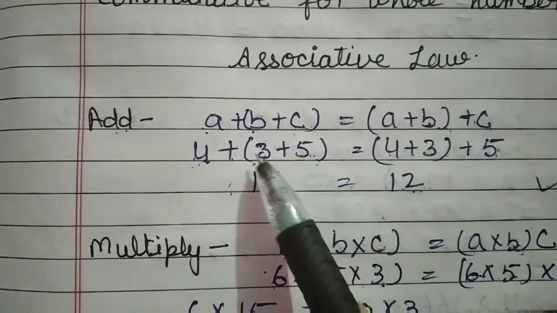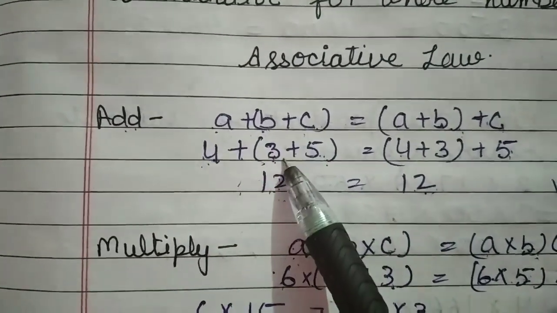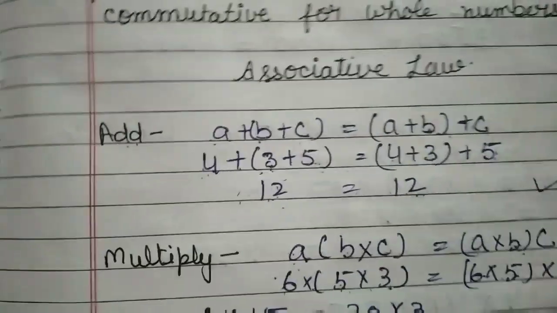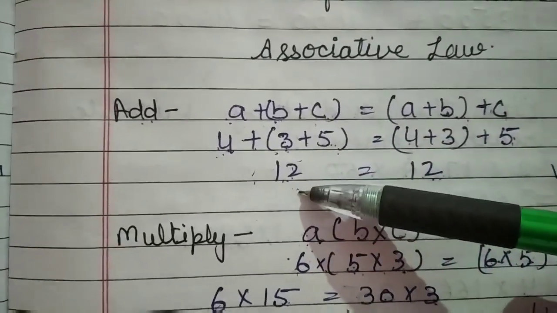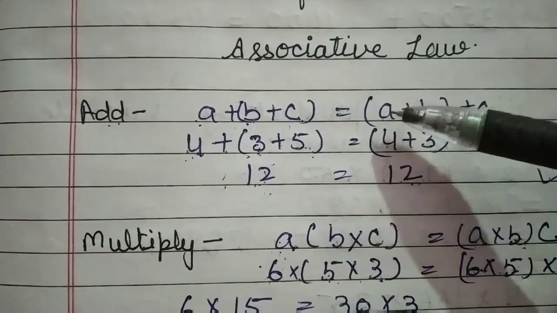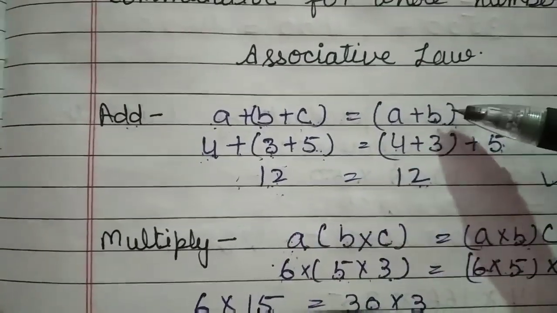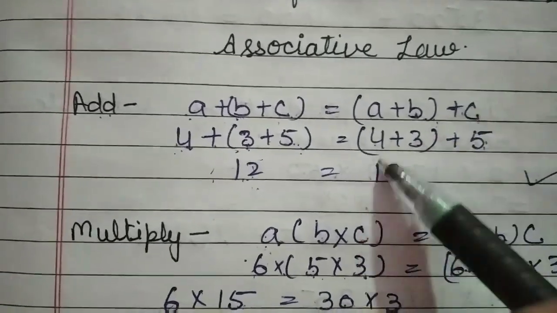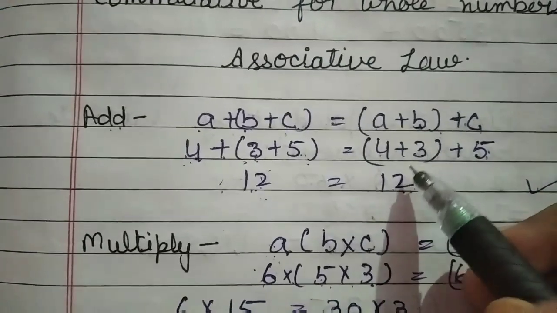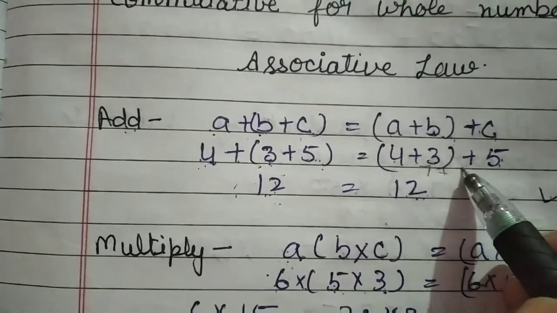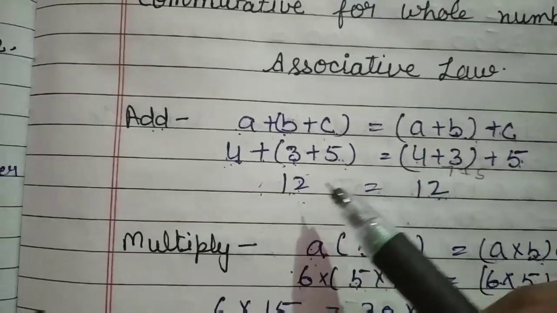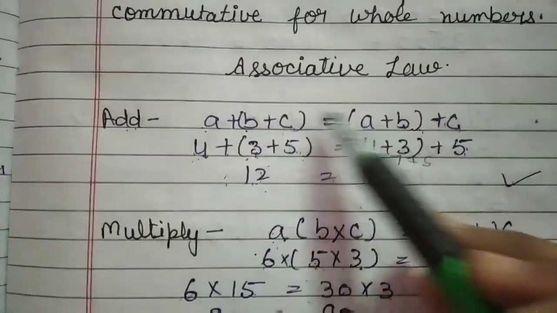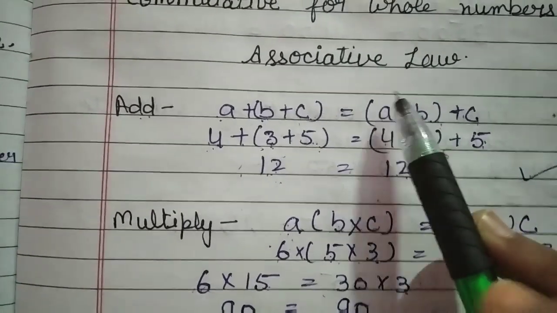So we have taken A as 4, B as 3 and C as 5. 5 plus 3 is 8. 8 plus 4 is 12. So LHS we have got 12. Now here again 4 plus 3, B is equal to 3 and C is equal to 5. 4 plus 3 is 7 and plus 5 is also 12. So LHS is equal to RHS, which means that addition is applicable in associative law.